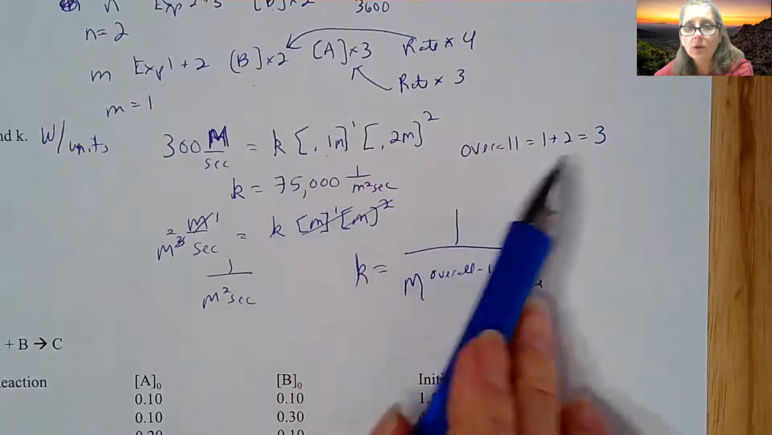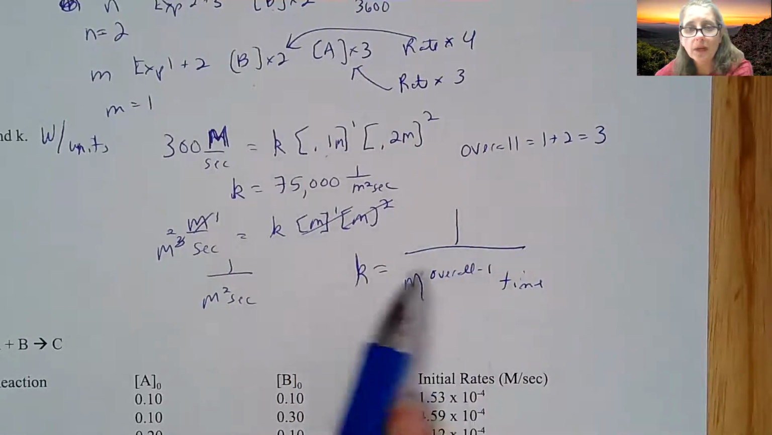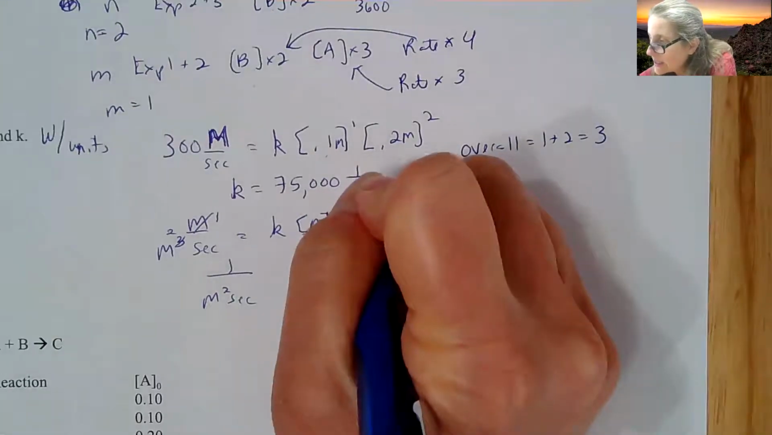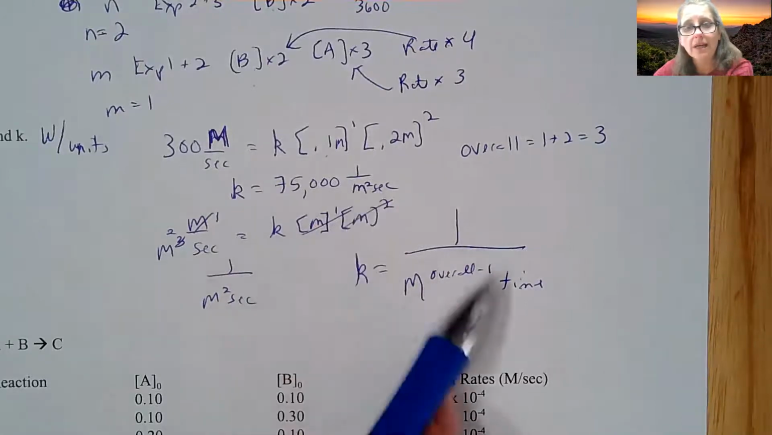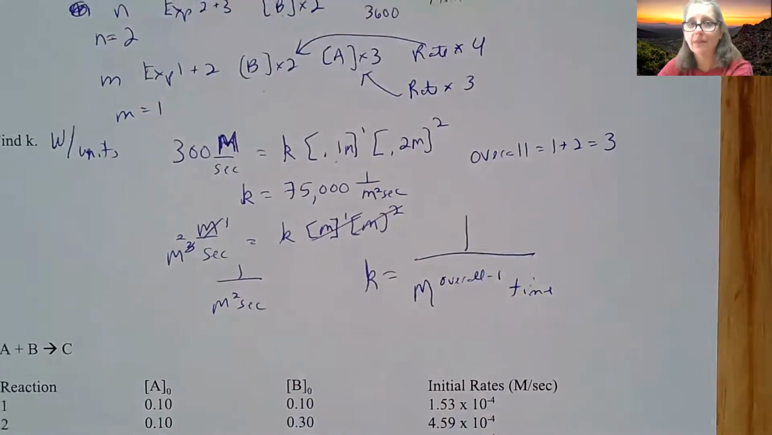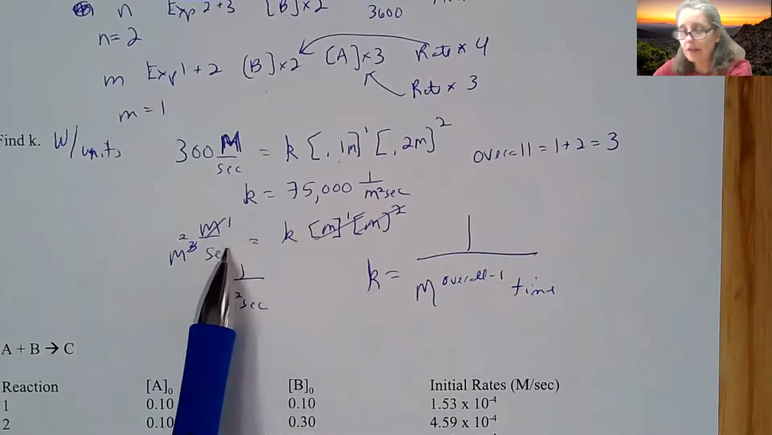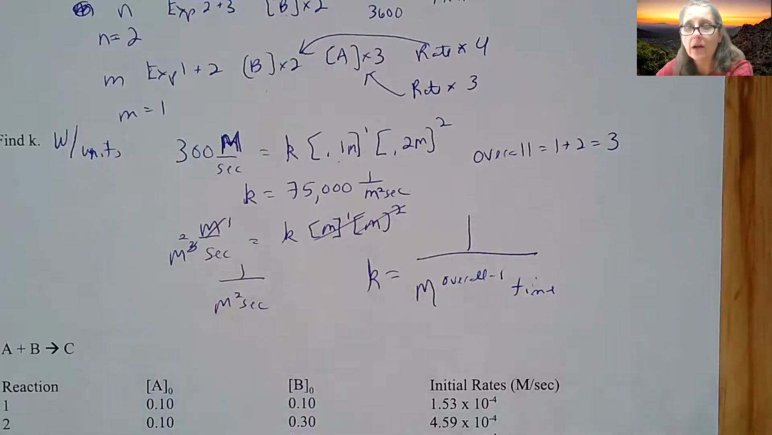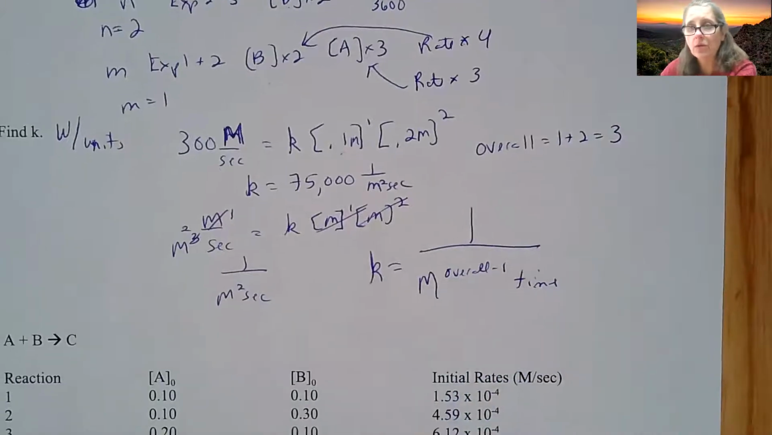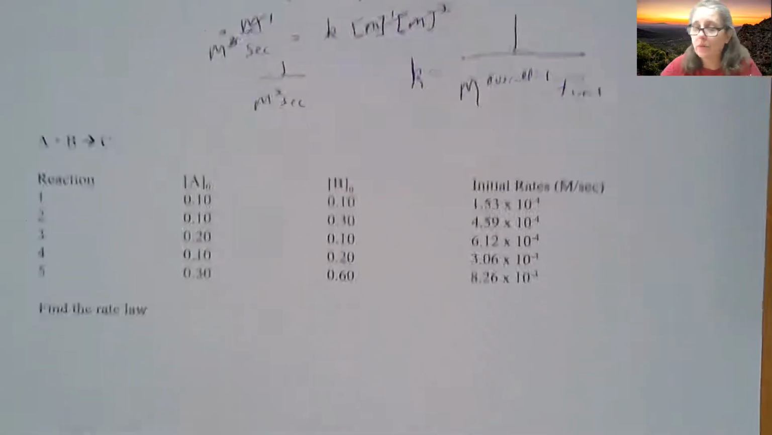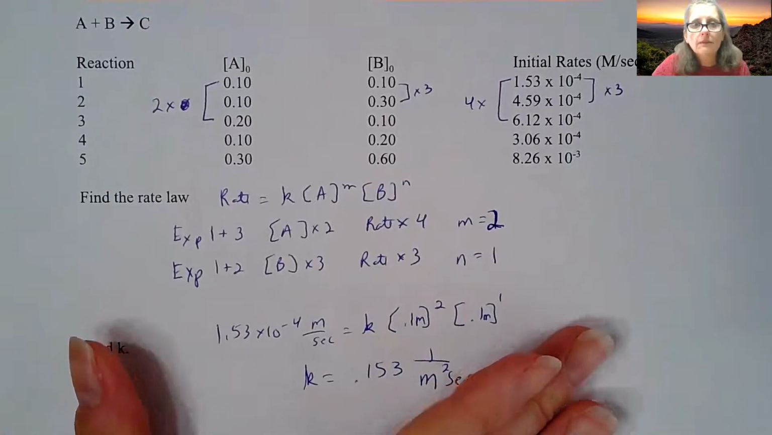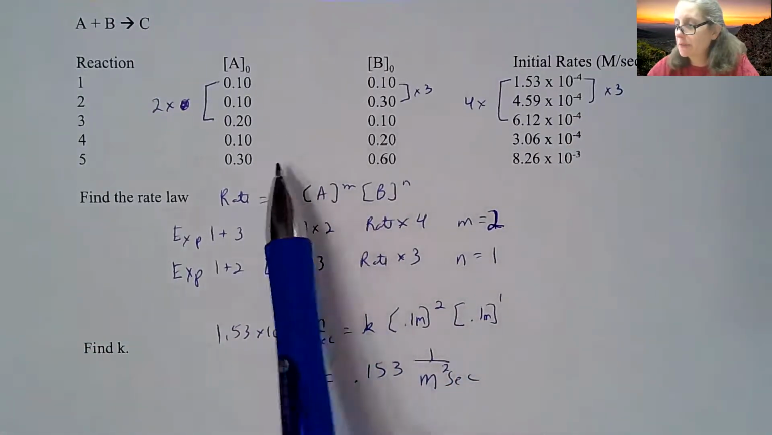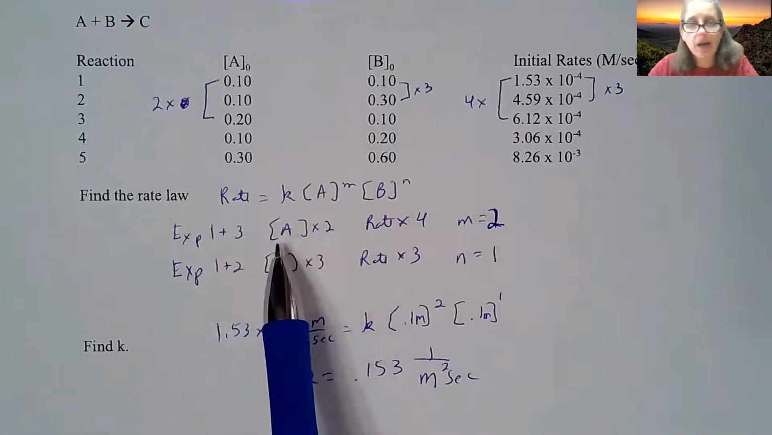So if I have an overall of 3, if I take 3 minus 1, that becomes a 2, and that is my unit for this particular problem, 1 over molarity squared seconds. That is how you find the units. I think it's just as easy to write out the units and see how they all cancel out, but you can use that, and in most cases it will always work. All right, so why don't you try this next one, and then I'm going to come back and show you the answer.